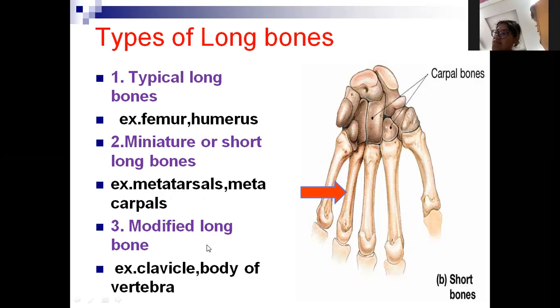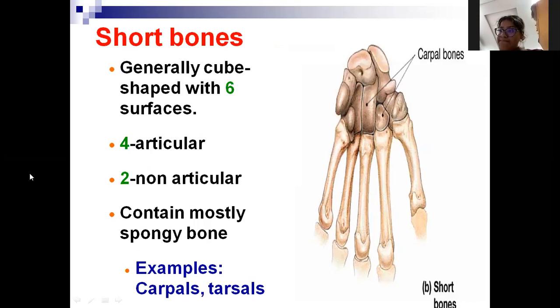Modified long bone. You should have studied the clavicle in detail. It is horizontally placed, so that is also a modified long bone. Now short bones. Generally short bones are cube shaped. They will have six surfaces, like this sharpener I am holding: superior surface, inferior surface, medial surface near the midline, lateral surface away from the midline, anterior surface in front, and posterior surface behind. Almost all carpals and tarsals have 6 surfaces, of which 4 are articular.